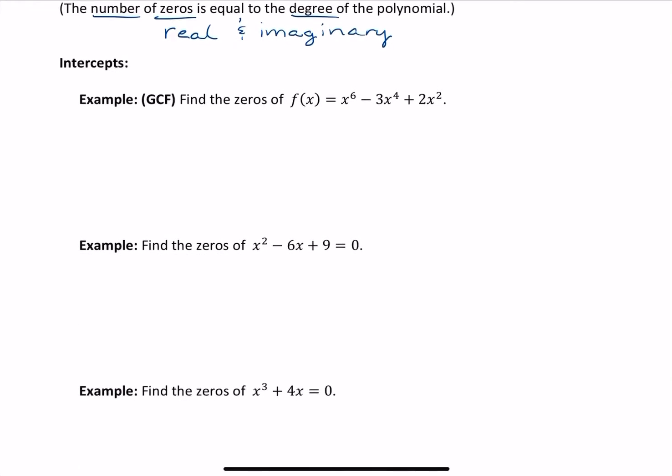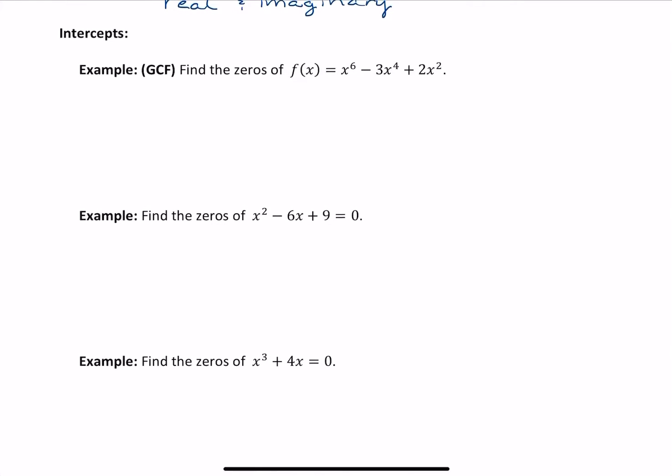We're going to start with a polynomial where you can factor out the greatest common factor. If you look at this polynomial, notice that every term has an x, so there's no constant by itself. That means there's a greatest common factor of x squared that I can pull out of the entire function. So when I factor out an x squared, that's going to leave me with x to the fourth minus 3x squared plus 2.